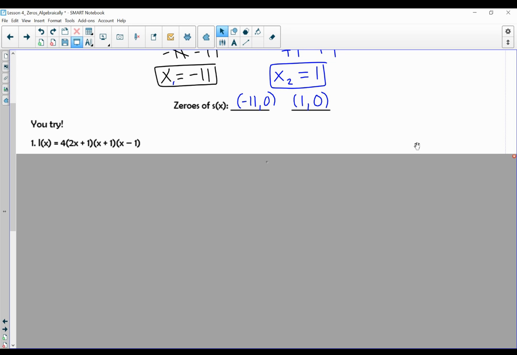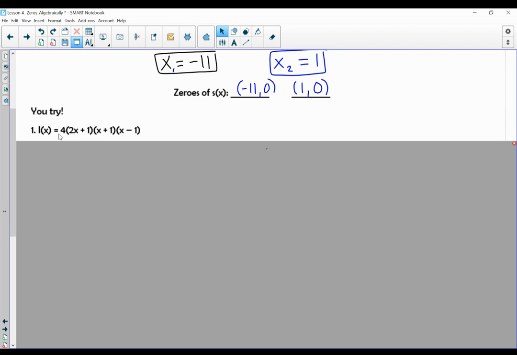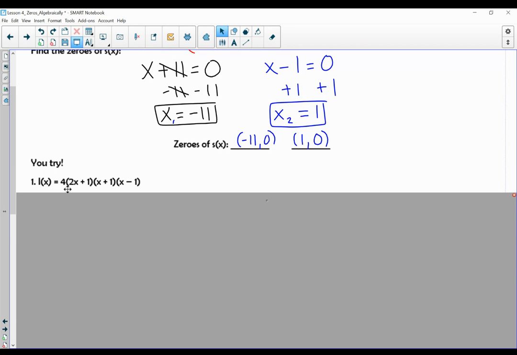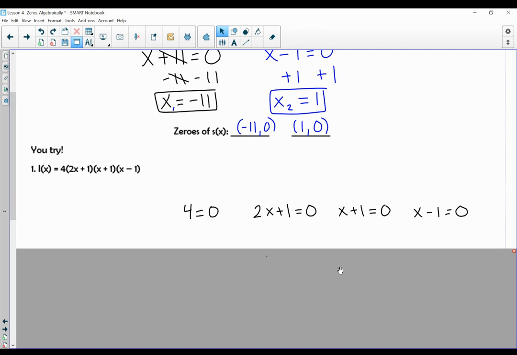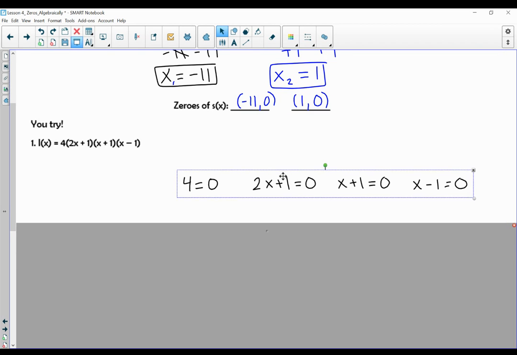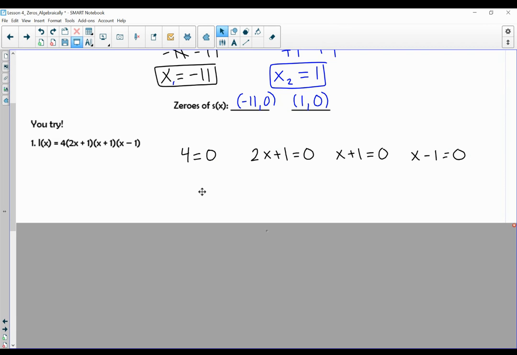All right, so at this point, you should have attempted this worksheet. So I'm given 4 times 2x plus 1 times x plus 1 times x minus 1. The first thing I want to do is the same thing I did here in the example. I want to set each of these equal to 0. So see, I set each one equal to 0. But notice that 4 does not equal 0. 4 is not equal to 0.